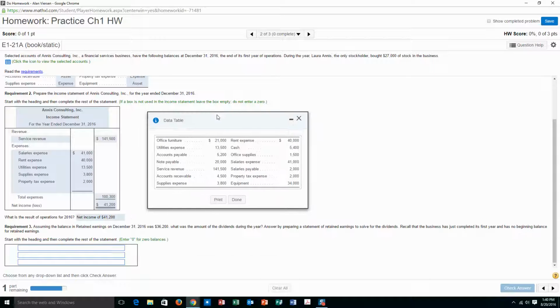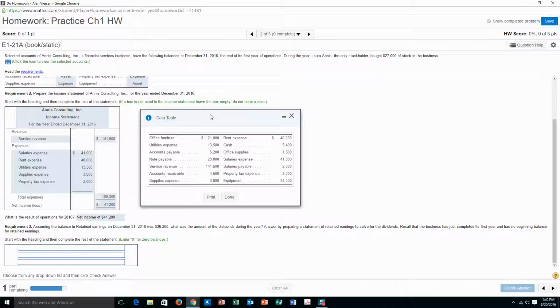Okay, so that gets you right into the crux of what financial accounting is about. And like I said earlier, it gets you there really quickly. Okay, chapter 1 starts right off. Now the next thing says requirement 3. We're going to create a retained earnings statement that's going to have a balance at the end of $36,200, and it wants us to tell them then what is the dividends.